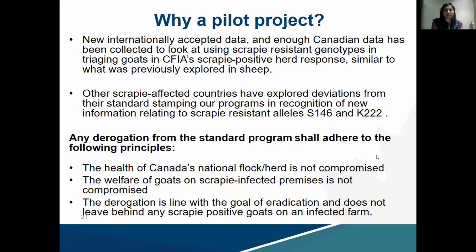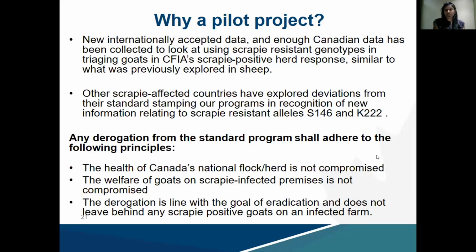So why a pilot project? Based on the internationally accepted data and us having enough Canadian data now, we can look at using scrapie resistant genotypes to triage goats in our disease response, similar to the way we explored this in sheep. Other scrapie affected countries have explored these sorts of deviations from their standard programs in recognition of new information, and it has been specifically related to alleles S146 and K222.